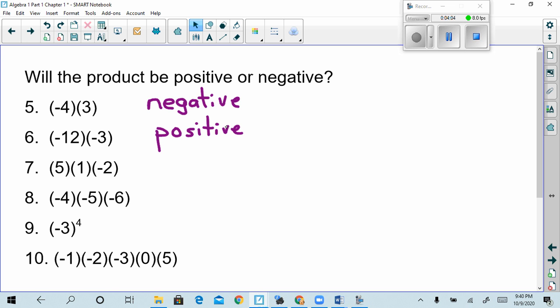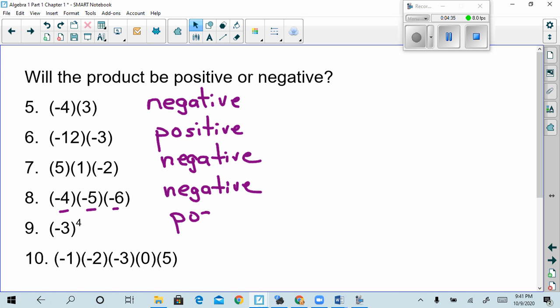The third one has 3 factors, so you look for your negative, and there's only one. 1 is an odd number, so this will be a negative product. Number 7 has 1, 2, 3 negative factors. 3 is an odd number, so you'll have a negative product once again. -3 is my factor, and I'll have 4 of them. 4 is even. This will be positive.